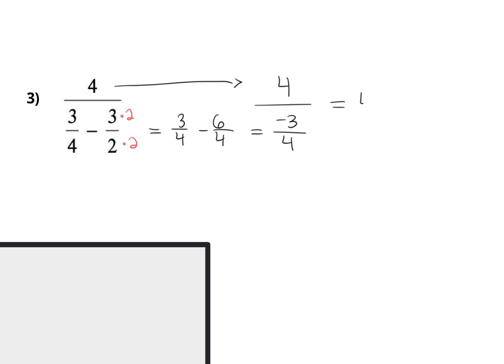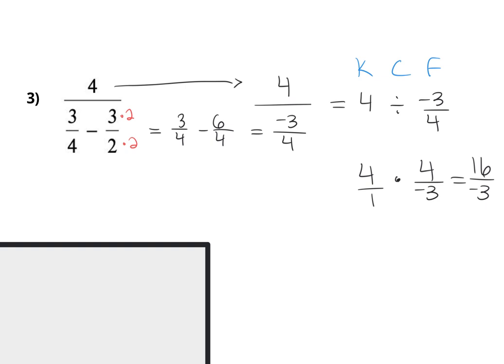Now rewrite it as division. 4 divided by negative 3/4. Keep, change, flip it. Keep, change, flip. 4 times 4 over negative 3. What's really over or underneath this first 4, this whole number? 1. Good. So then we get 16 over negative 3.